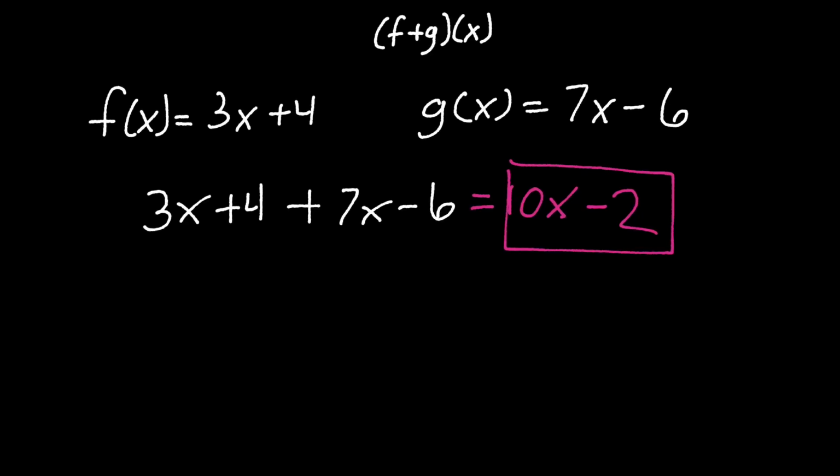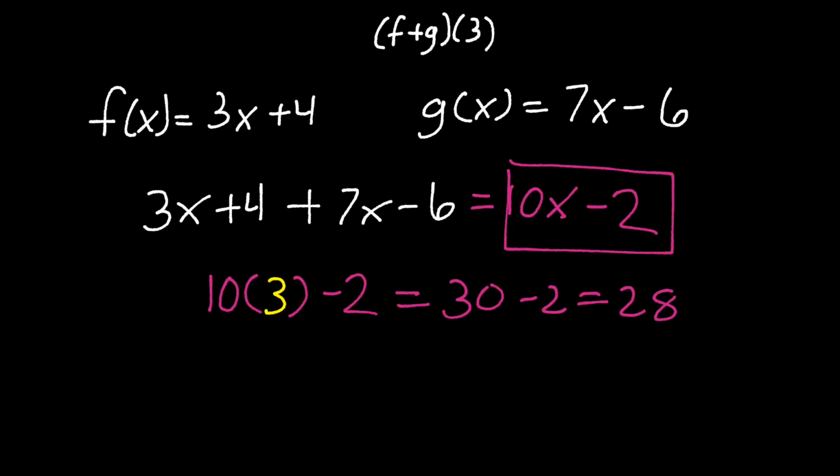Works out pretty nicely. The only way we could change this to make it maybe a little bit tougher is that instead of it being f plus g of x, we could replace this with a number. So we have a value for x. So if, let's say it was actually f plus g of 3. Well, after we add our functions together like we did here and get 10x minus 2, now we can rewrite it as 10 times 3, put 3 in for x, minus 2, and that's going to give us 30 minus 2, which is 28.